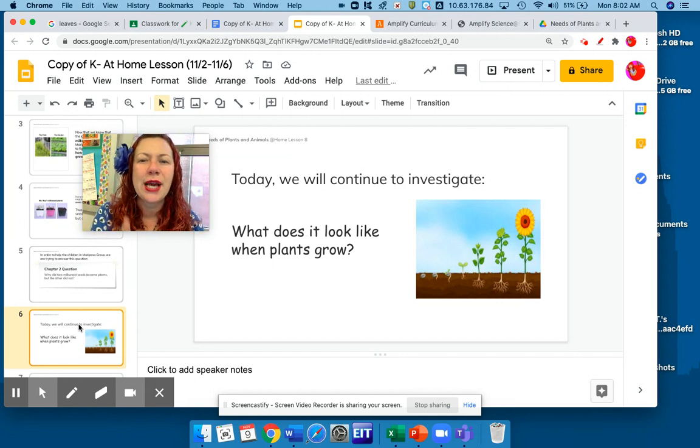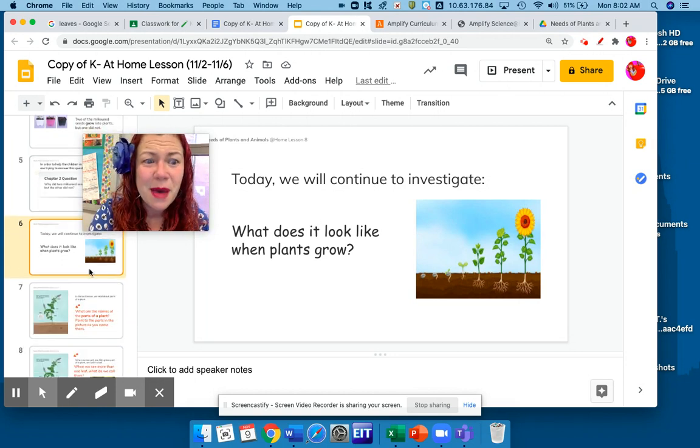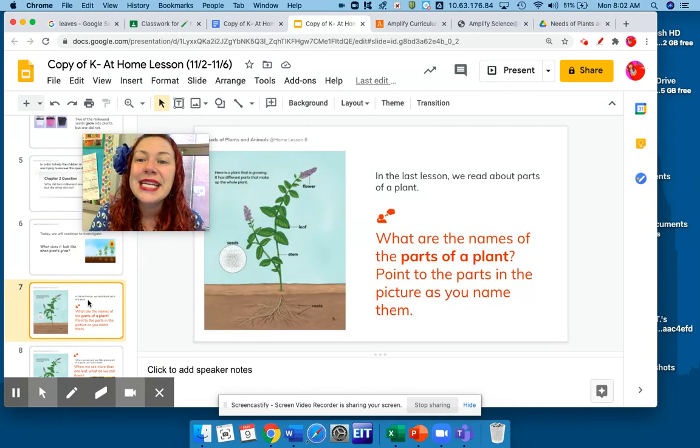What does it look like when plants grow? I love this picture of sunflower seeds that are sprouting. Notice how all the parts are developing. And finally, we see a big, beautiful sunflower. That plant has been developing so beautifully. In the last lesson, we read about the parts of a plant. What are the names of the parts of a plant?